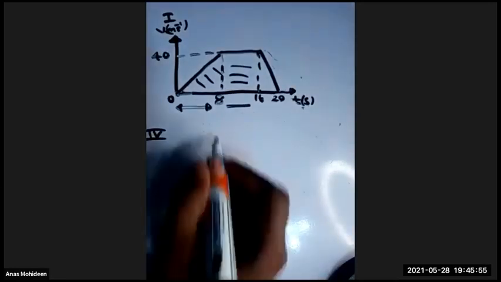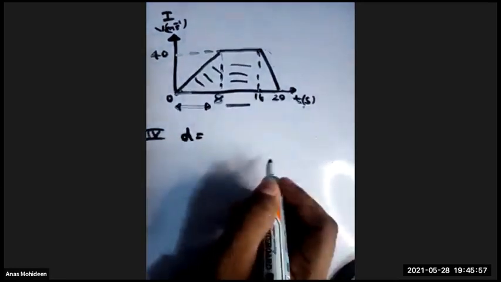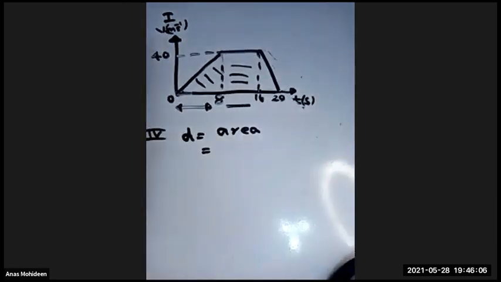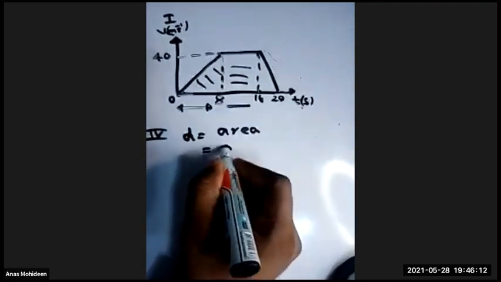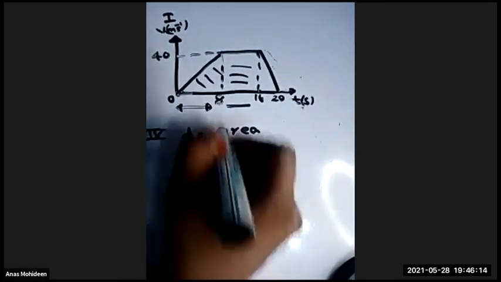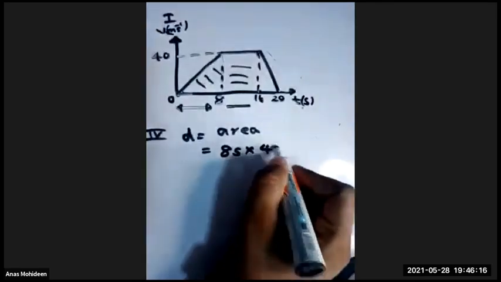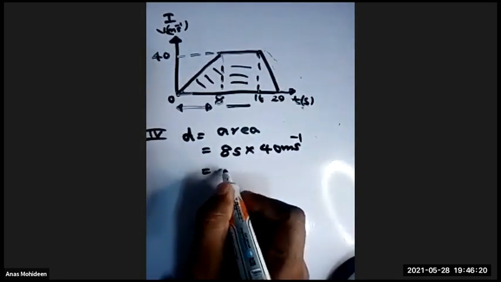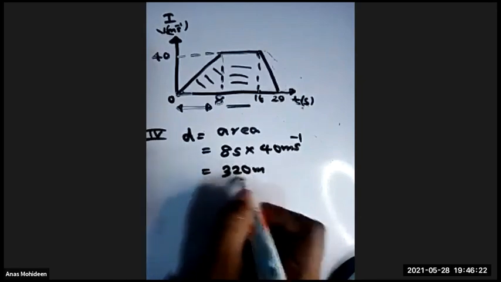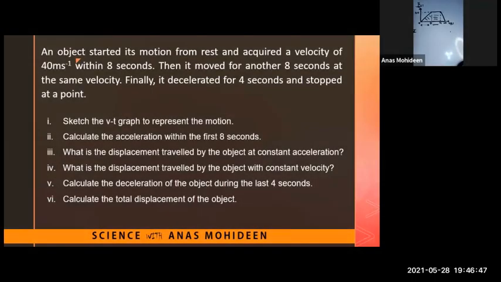The same part, if you use the area under the graph, is a rectangle, so I take length times width. I take 8 to 16, which is 8 seconds, times the upper part, 40. So 8 times 40 also gives you the same answer, 320 meters. Heading up with the next question, question number 5.